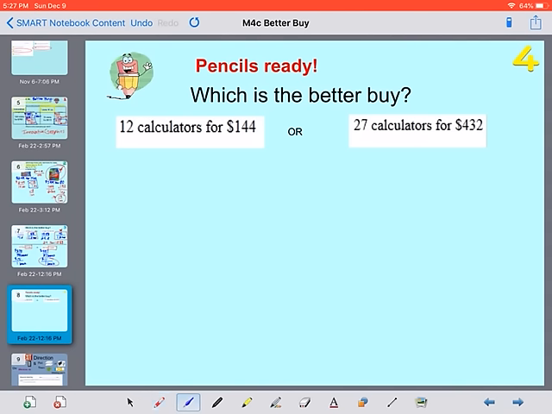So I want you to try this on your own. Which is the better buy? Go ahead and try, and then I will click play to see which one is correct. I'll solve it.